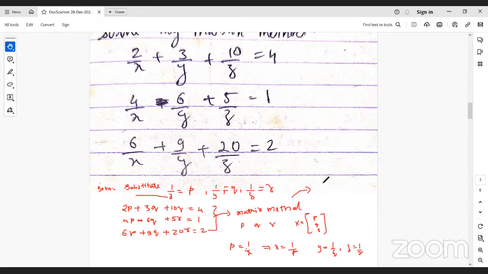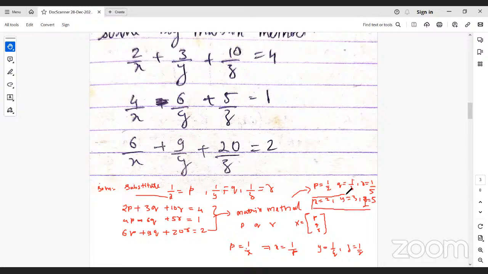You will get P is equal to 1 by 2, Q is equal to 1 by 3, and R is equal to 1 by 5. On simplifying again, you will get x is equal to 2, y is equal to 3, and z is equal to 5. So these will be the final answers: x, y, z equal to 2, 3, and 5.